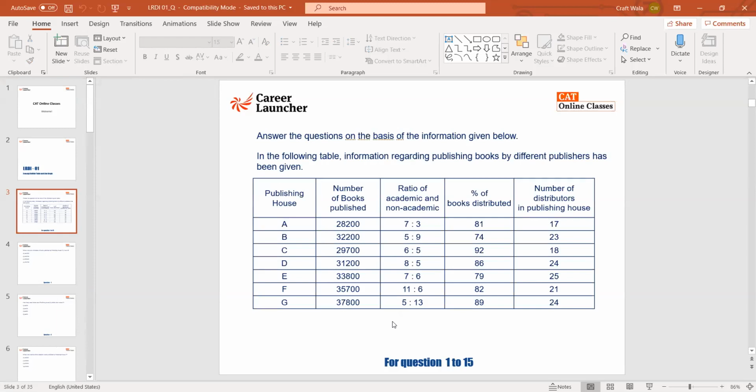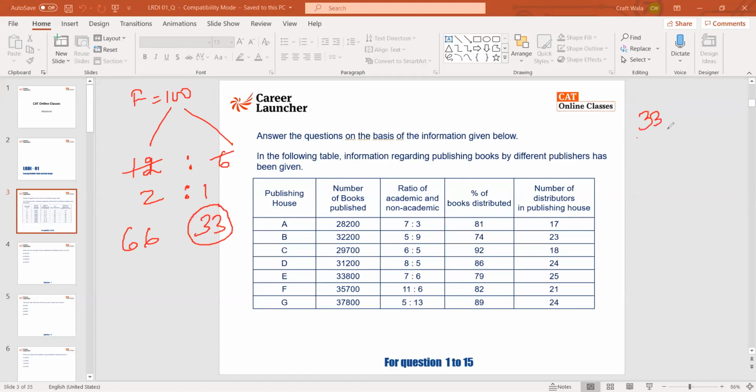Now the question is asking what percentage is non-academic per distributor. So let's calculate that per distributor. So we will not take this number, let's say total books made by F is only 100. So out of 100, how many will be academic, how many will be non-academic? It has to be in ratio 11 is to 6. Let's take simple, round it off, 12 is to 6 or 2 is to 1. So 2 is to 1 means 66 books here, around 33 books here, 67 and 33. So I'll say there are 33 non-academic books.